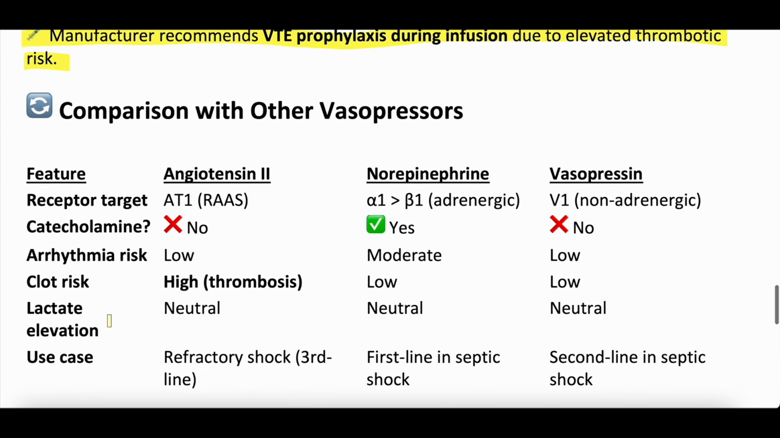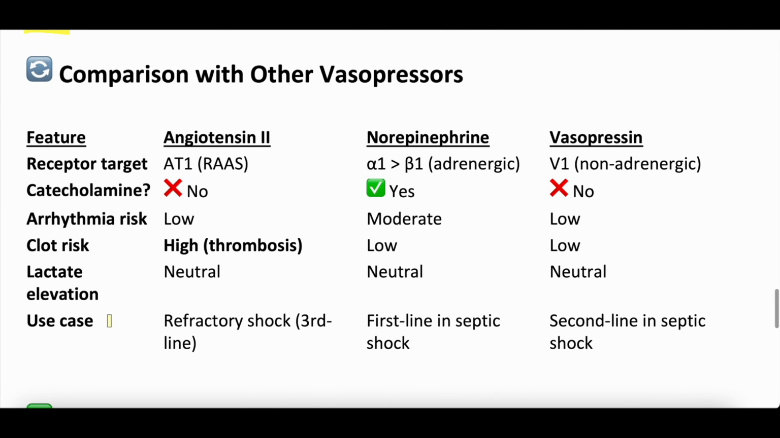So if we compare angiotensin II with two of our other main vasopressors, norepinephrine and vasopressin, let's start with receptor targets. Angiotensin II mainly targets AT1, causing vascular smooth muscle vasoconstriction. Whereas norepinephrine targets the alpha-1 and beta-1 receptors, those catecholamine receptors, alpha-1 in the blood vessels and beta-1 in the heart. And vasopressin targets the V1 receptor, which also causes vascular smooth muscle vasoconstriction. So all three, AT1, alpha-1, and V1, cause vasoconstriction, but they do it through different mechanisms.